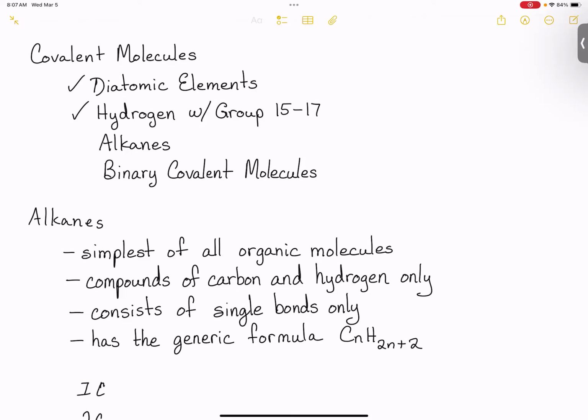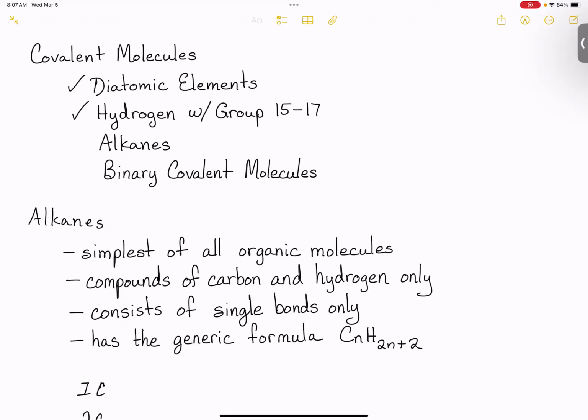These elements, when they are found in nature, all by their little lonesome, always come in pairs. So the oxygen you breathe is actually O2. And to name diatomic elements, you simply name the element. So O2 is called oxygen. Br2 is called bromine.